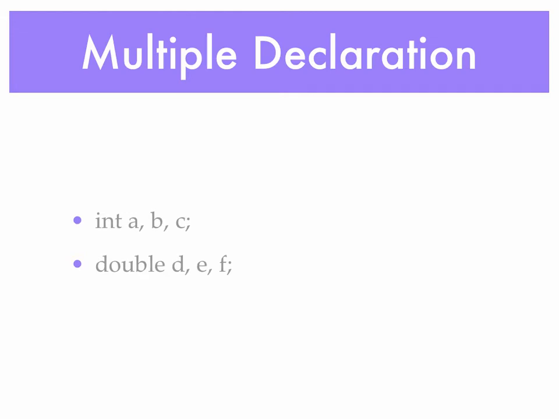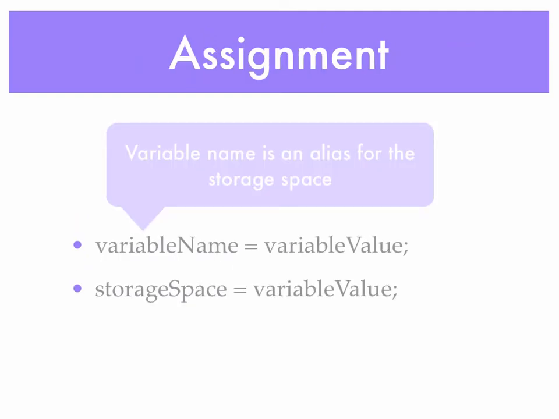We can have multiple declarations on one line as long as those declarations are of the same type. So here we declare three variables, a, b, and c, all of type int, and variables d, e, and f, all of type double. You'll note that the names of the variables are separated by commas, and each line ends with a semicolon.